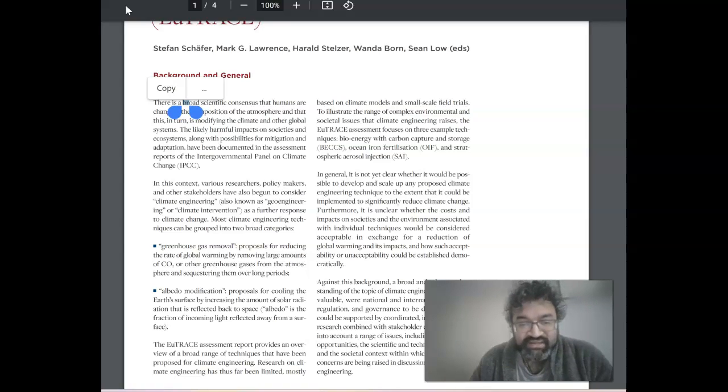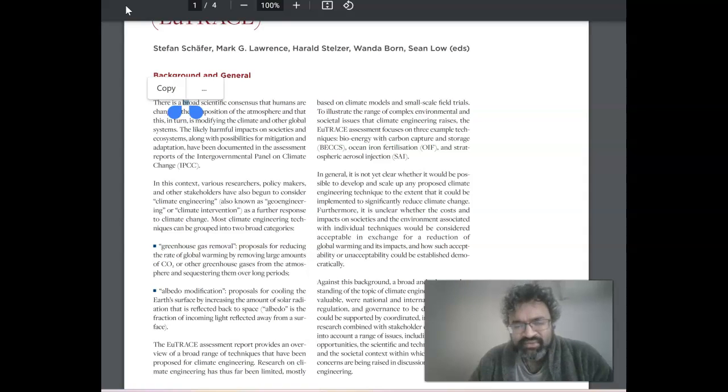because most techniques to assess and address climate change can be grouped into two categories. So one is greenhouse gas removal, and the second one is albedo modification. So greenhouse gas removal is reducing the global warming by removing large amounts of carbon dioxide or other greenhouse gases. Like methane is a good example.